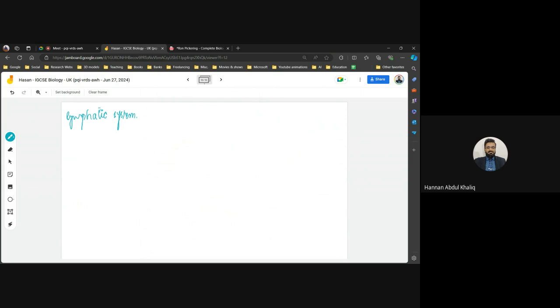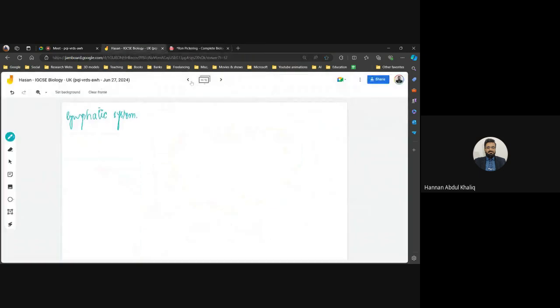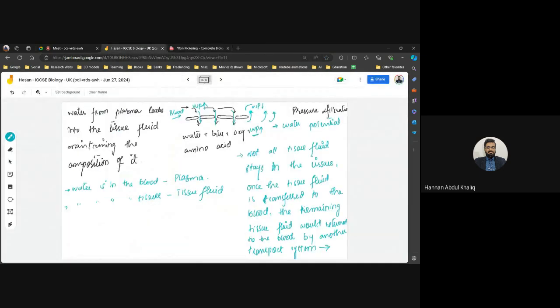So basically, if you closely look at the diagram, the tissue fluid is there, and a little amount of water is returned back to the blood. We said in the very beginning that when the water potential difference is there, it means that the water could be transported from the tissue to the blood.